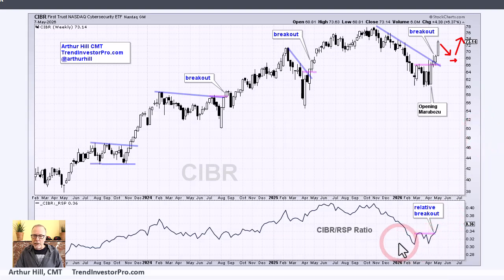uptrend. If we look at the price relative, you can see cybersecurity was underperforming with that November, December breakdown and fell really sharply into February, firmed, and then got the breakout here. So we see a return to relative strength in cybersecurity.